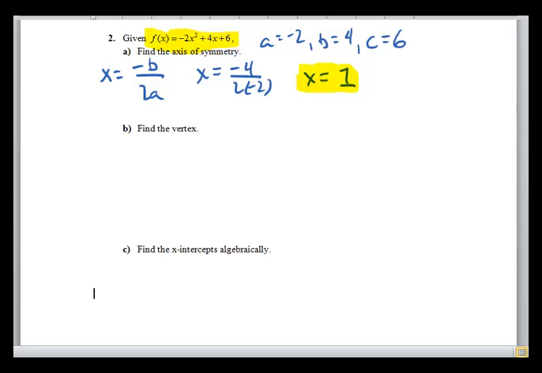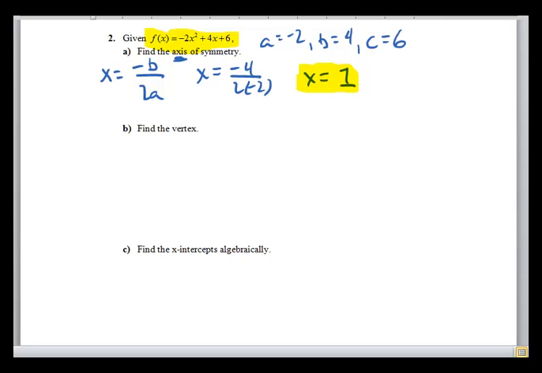And it's important that you remember that since it's a line, right, that's what axis means. Axis means line. So to find a line of symmetry, it has to be an equation, right? Because every line has an equation, and the equation of a vertical line is just x equals some number. In this case, the number is 1.